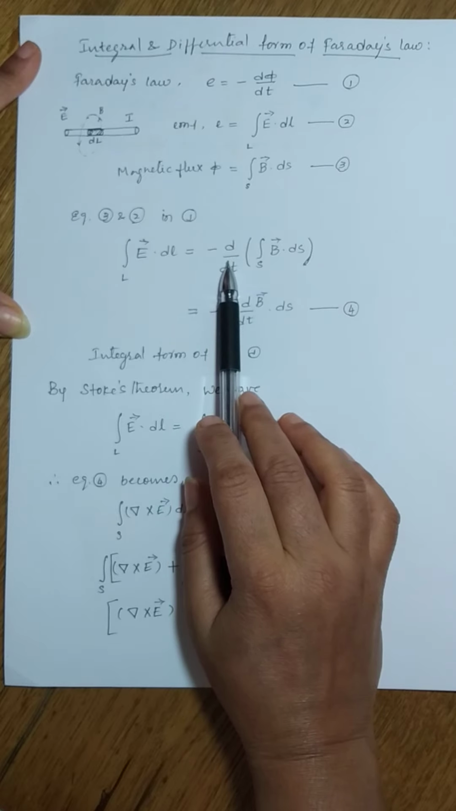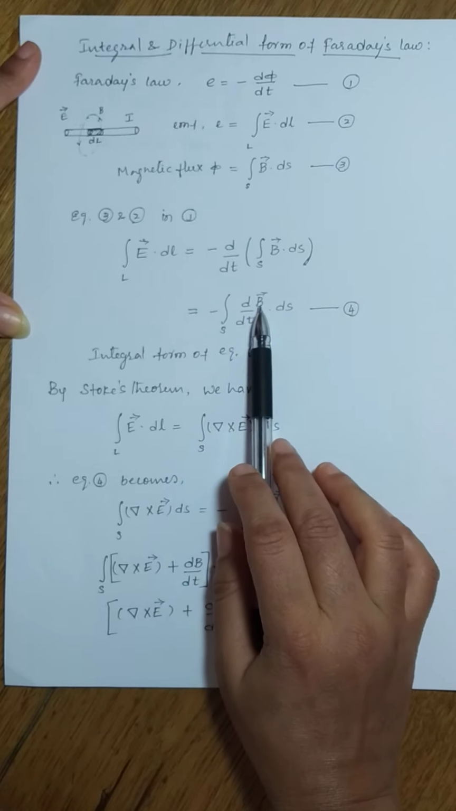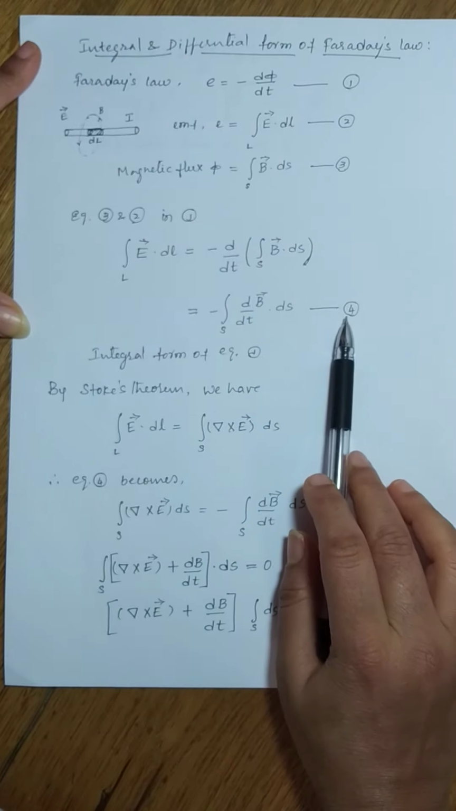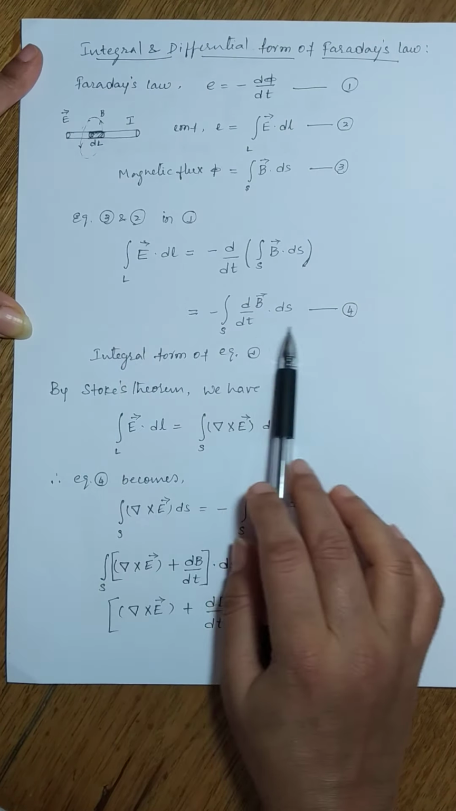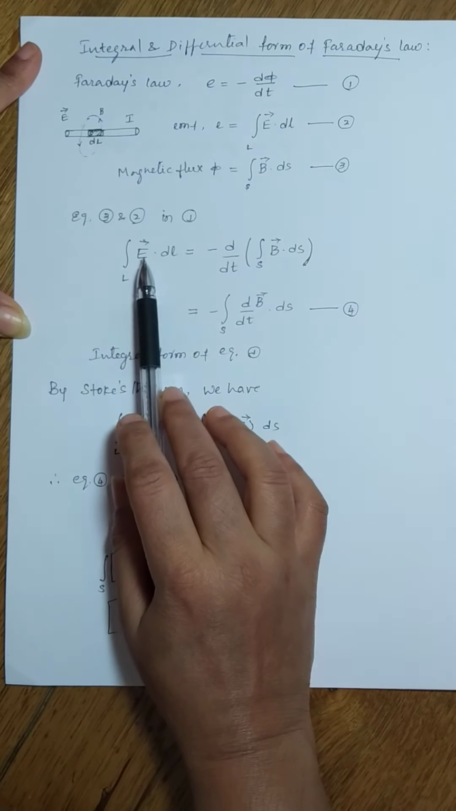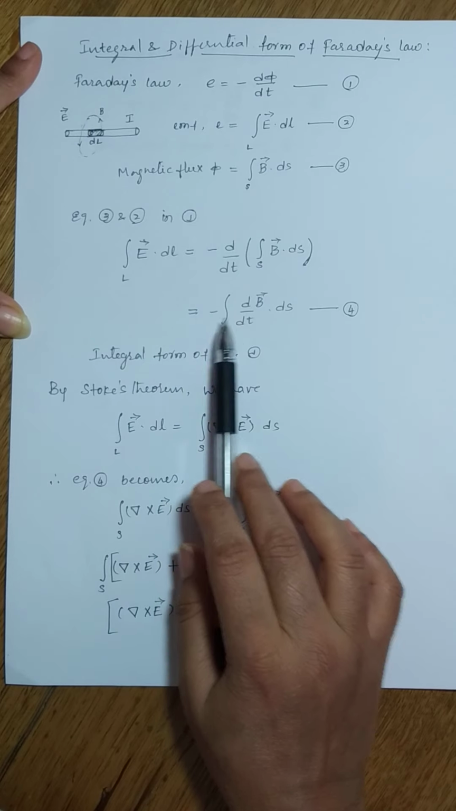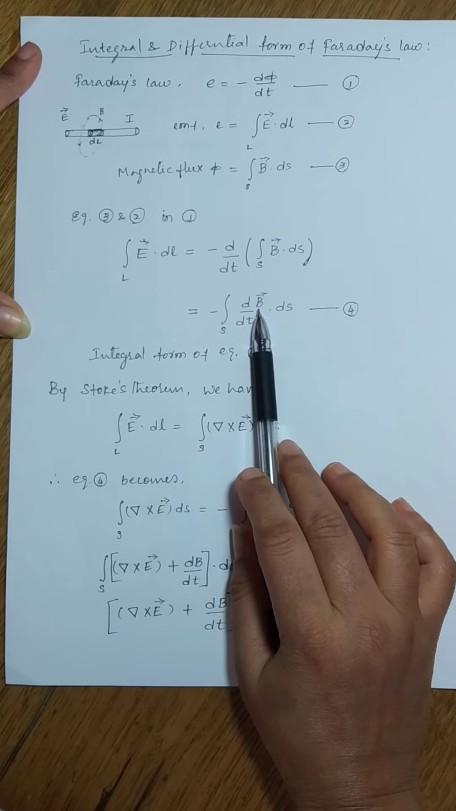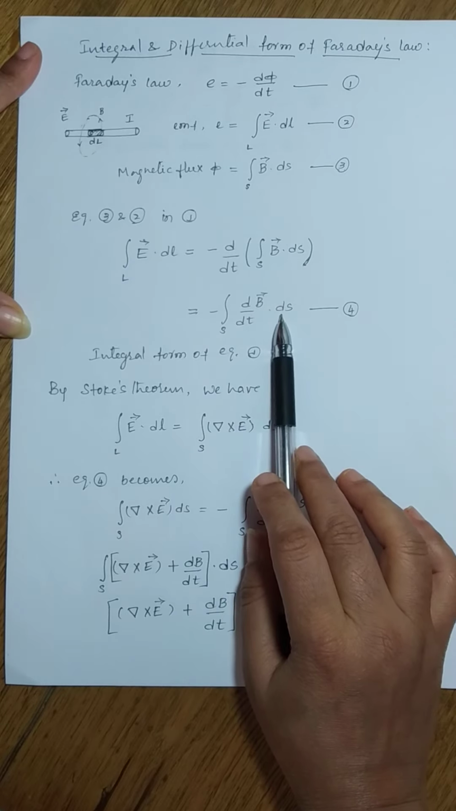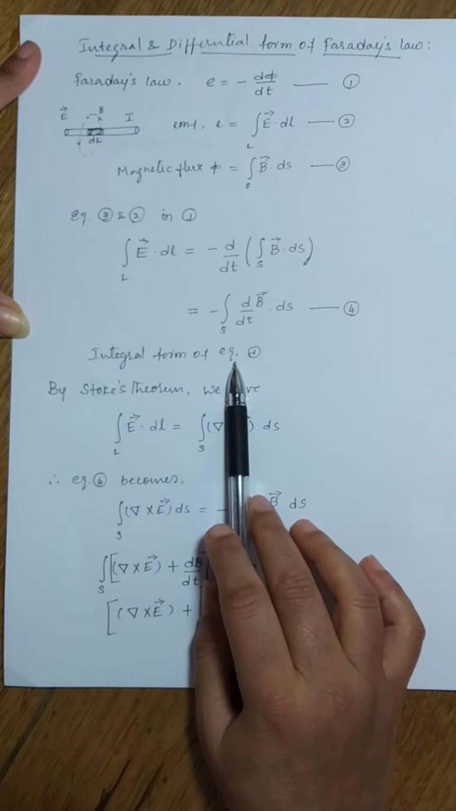Simplifying this equation, taking the derivative inside the integral, we get the surface integral of dB/dt. This is taken as equation 4. That is, the line integral of the electric field vector E over dl is equal to minus the surface integral of the partial derivative of the magnetic field vector B with respect to t over ds. Equation 4 is the integral form of Faraday's law, or the integral form of equation 1.